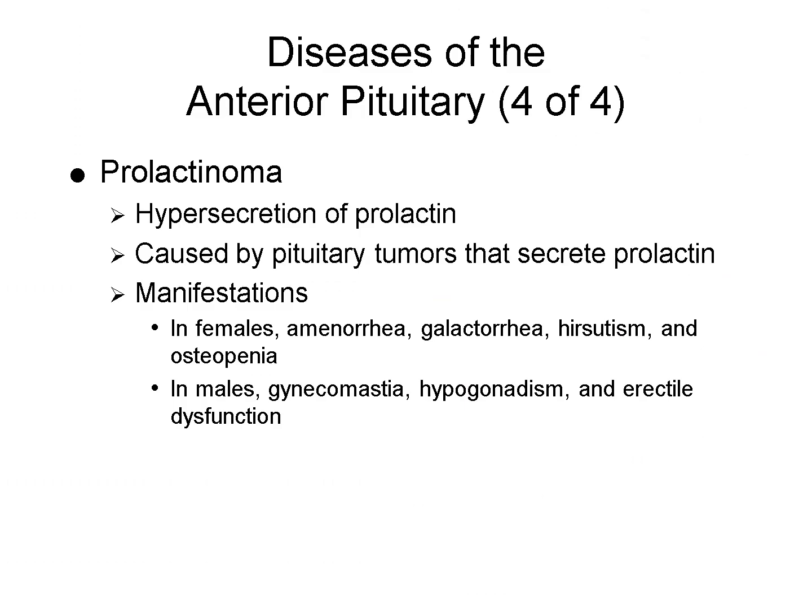A prolactinoma is a pituitary tumor that secretes excessive prolactin. In women, it causes menstrual irregularities, galactorrhea, facial hair growth, and bone density loss. In men, symptoms may include decreased libido, erectile dysfunction, and gynecomastia. Treatment often involves dopamine agonists to reduce prolactin levels and shrink the tumor.